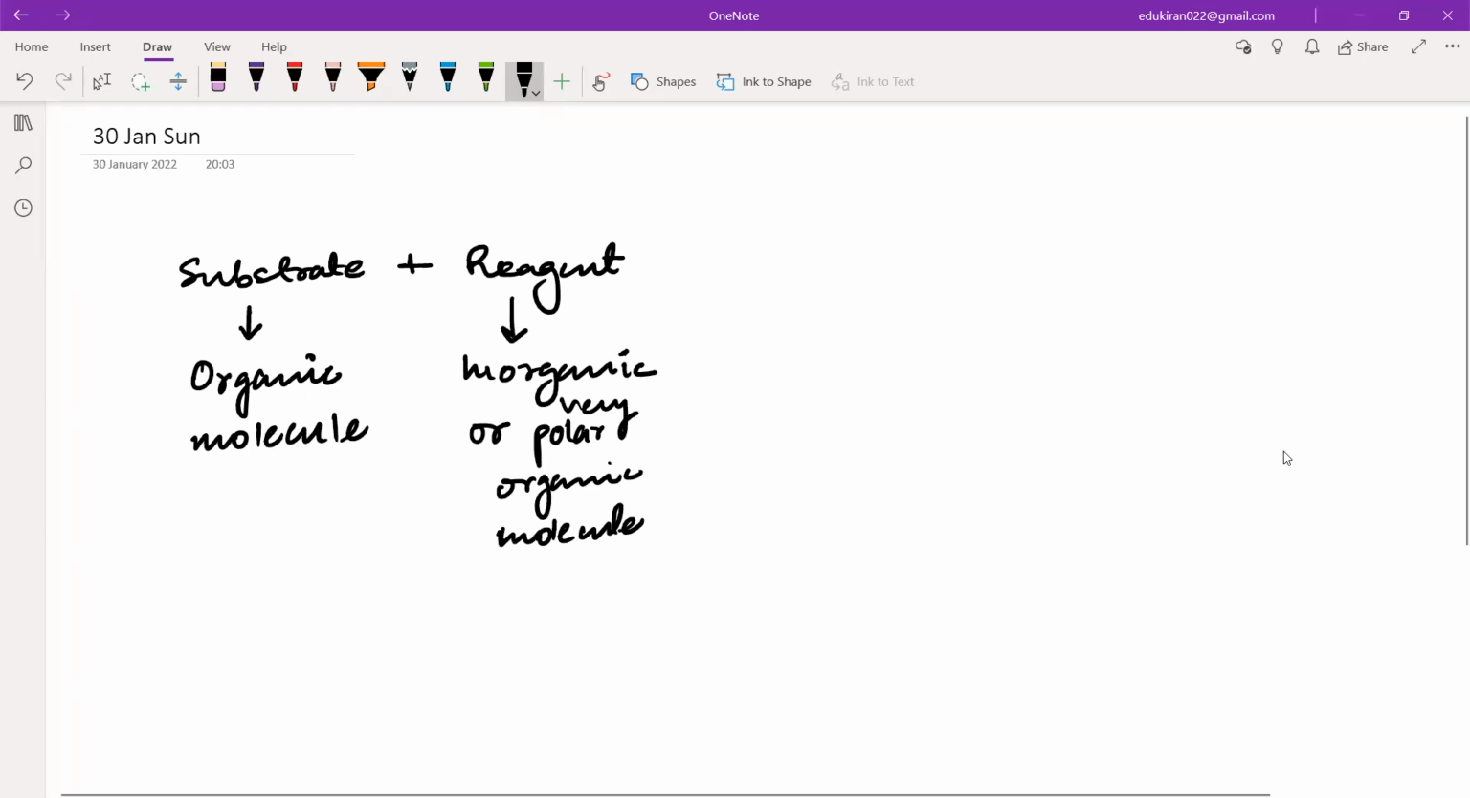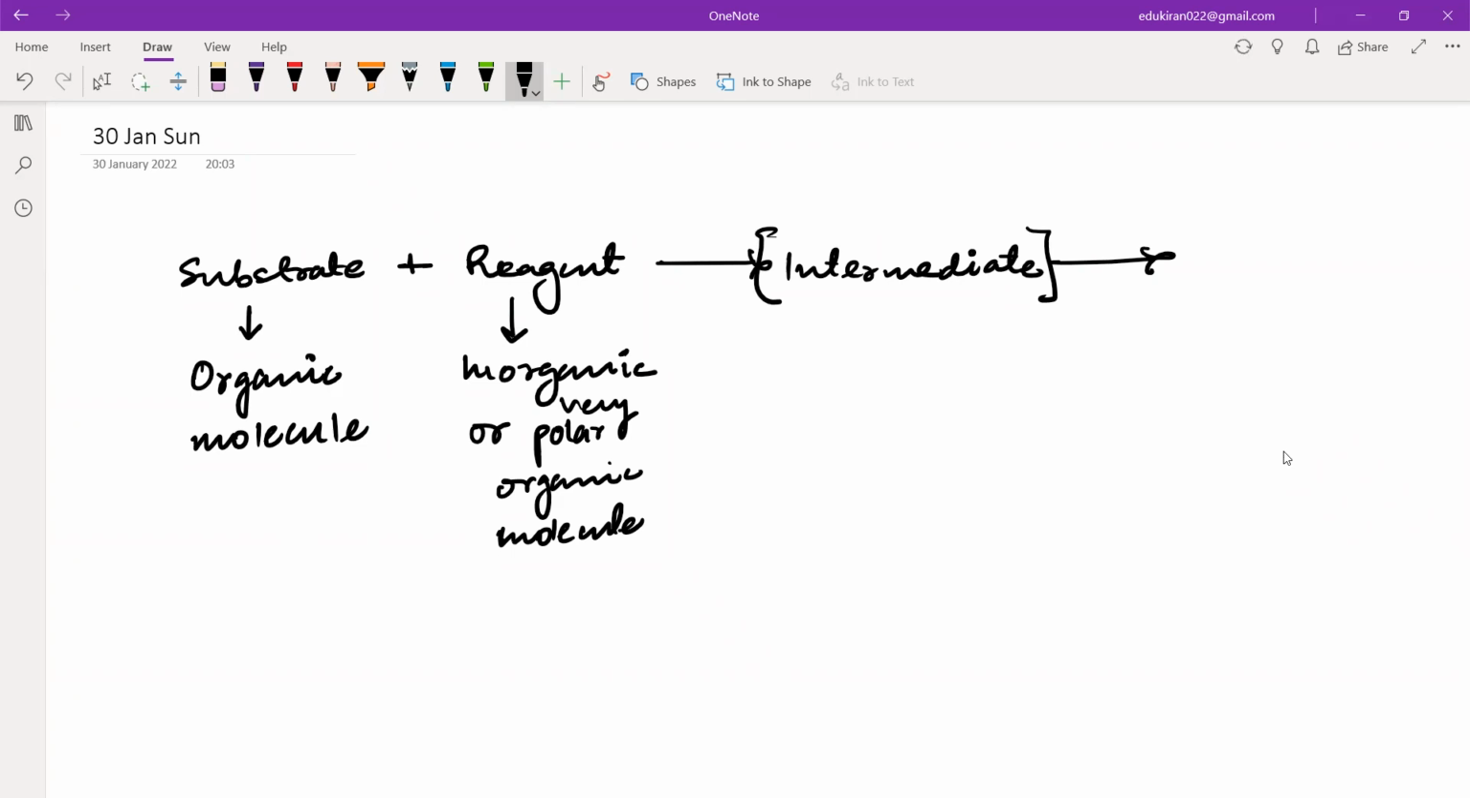Then the substrate and reagent interact with each other and they first of all form an intermediate. Now this intermediate is a charged species, or I can say that it will be an electron poor or an electron rich species. That means I can categorize this into 3 types that we need to focus on. There can be other types of intermediates too, but we mainly need to focus on carbocation, carbanion, and carbon free radical, right?